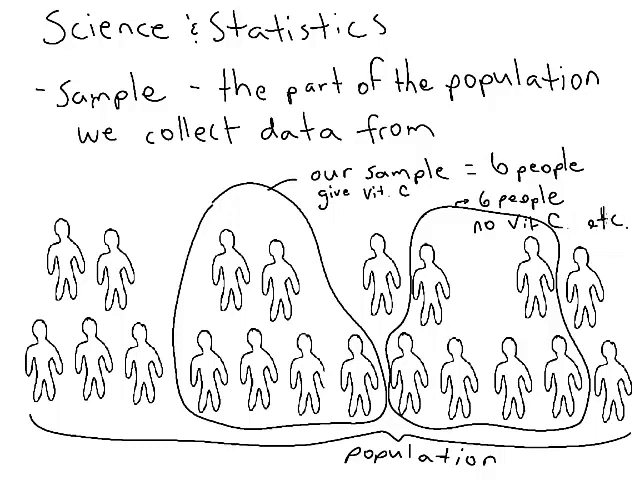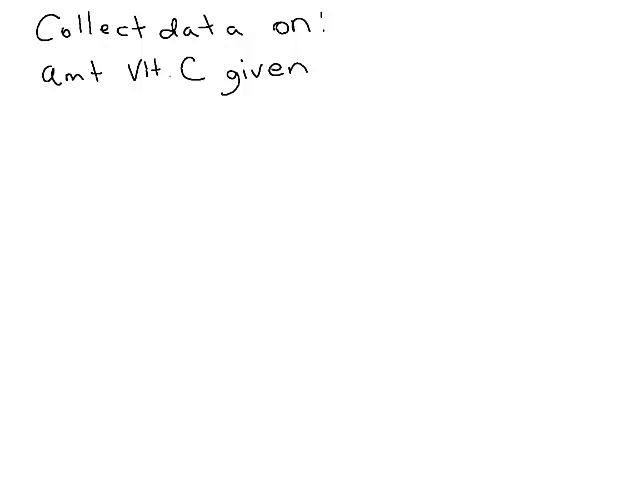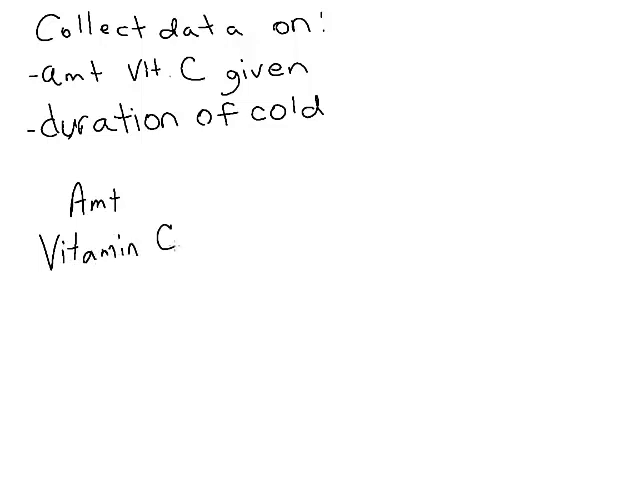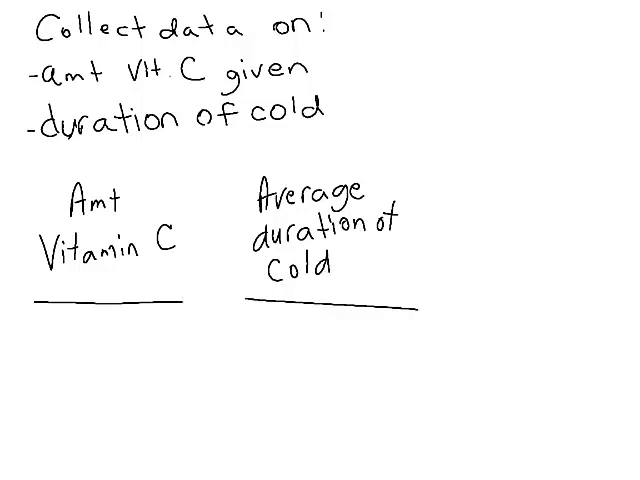We collect data points on the amount of vitamin C that is given and the duration of the cold. To start analyzing the data, we might calculate the mean or the average for the duration of a cold for the people not given vitamin C, and the mean for the duration of the cold for people given 500 milligrams of vitamin C, and the mean for the duration of the cold for people given 1,000 milligrams of vitamin C. These means or averages are great, but what happens if the means are close together?